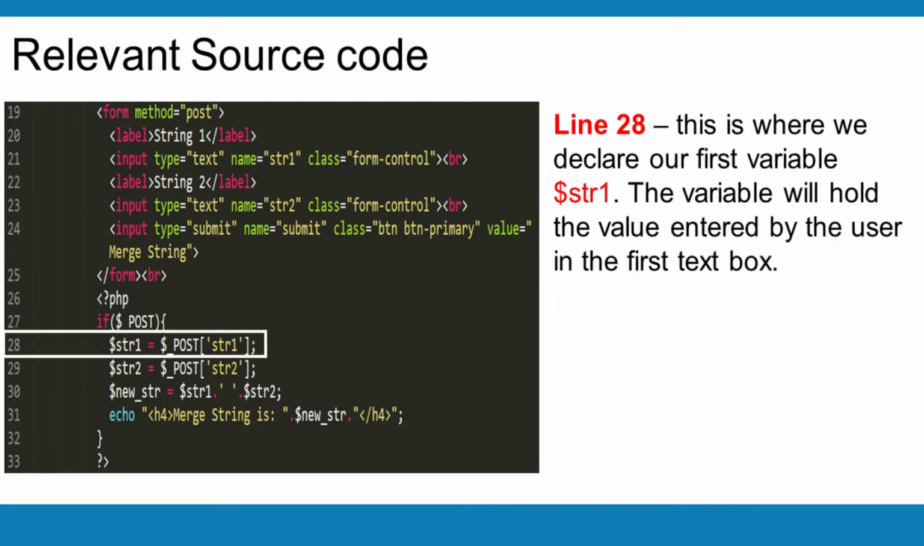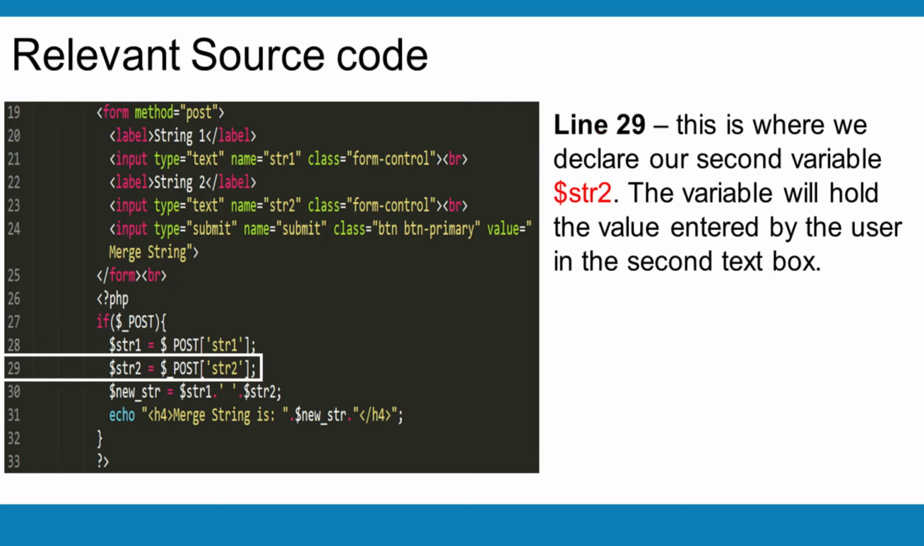Line 28. This is where we declare our first variable $str1. The variable will hold the value entered by the user in the first text box. Line 29. This is where we declare our second variable $str2. The variable will hold the value entered by the user in the second text box.